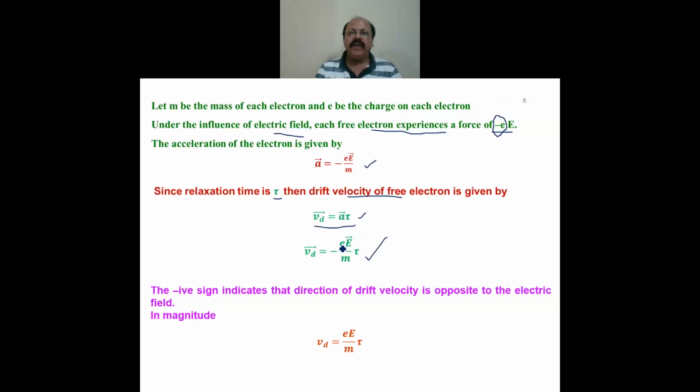Now what is the significance of this negative sign? This negative sign indicates that the direction of drift velocity is opposite to the direction of electric field. Now in magnitude, we can write drift velocity Vd equal to eE upon m into tau. So this is the expression for drift velocity.